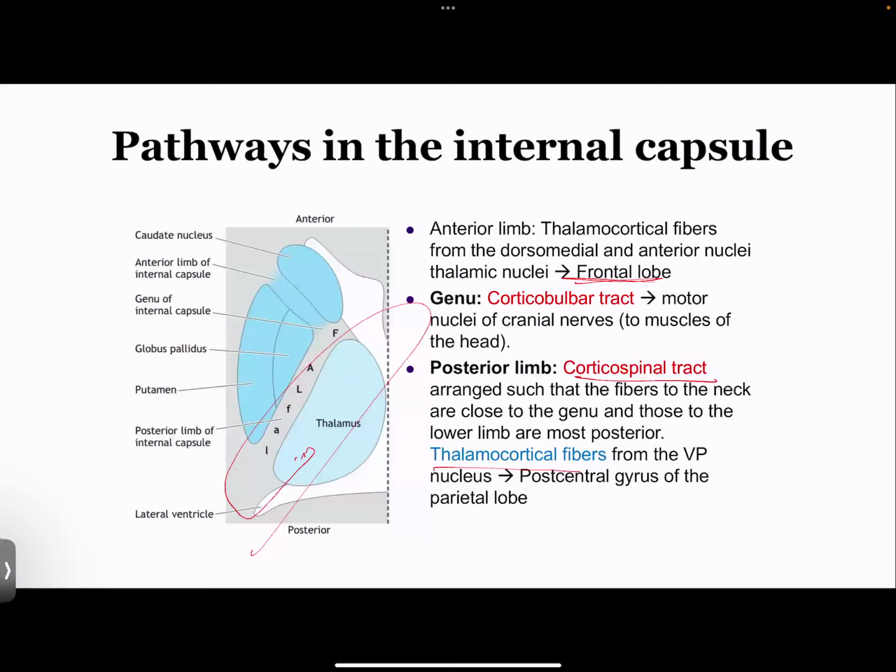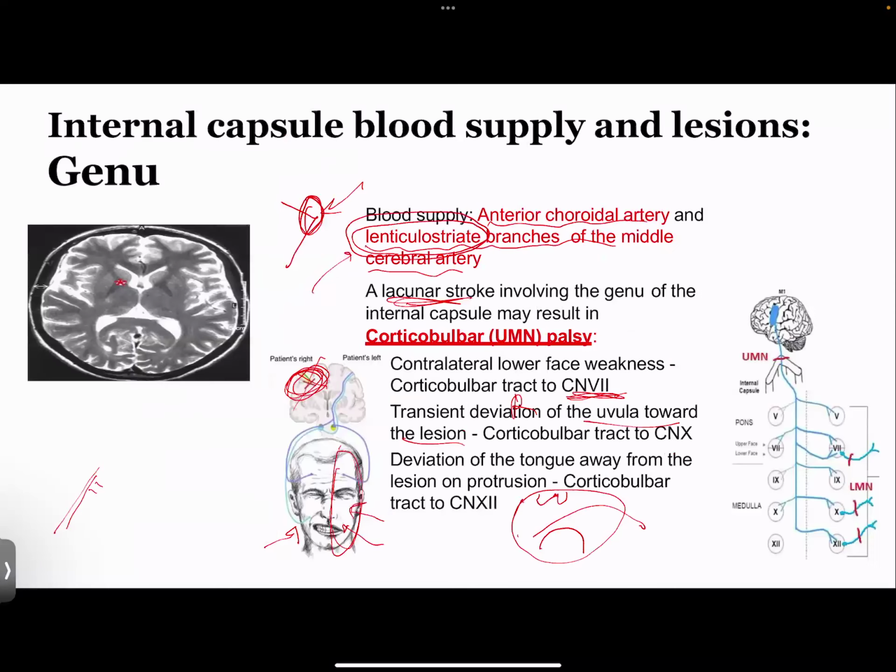If we have a lesion to the anterior limb, it's going to manifest as memory impairment, behavioral changes, and so on. That's why it's not mentioned in here, because it's not that high yield. That's all you need to know. You just need to know the genu and the posterior limb, because they manifest as things that you see. In the genu, we're going to have contralateral facial weakness.